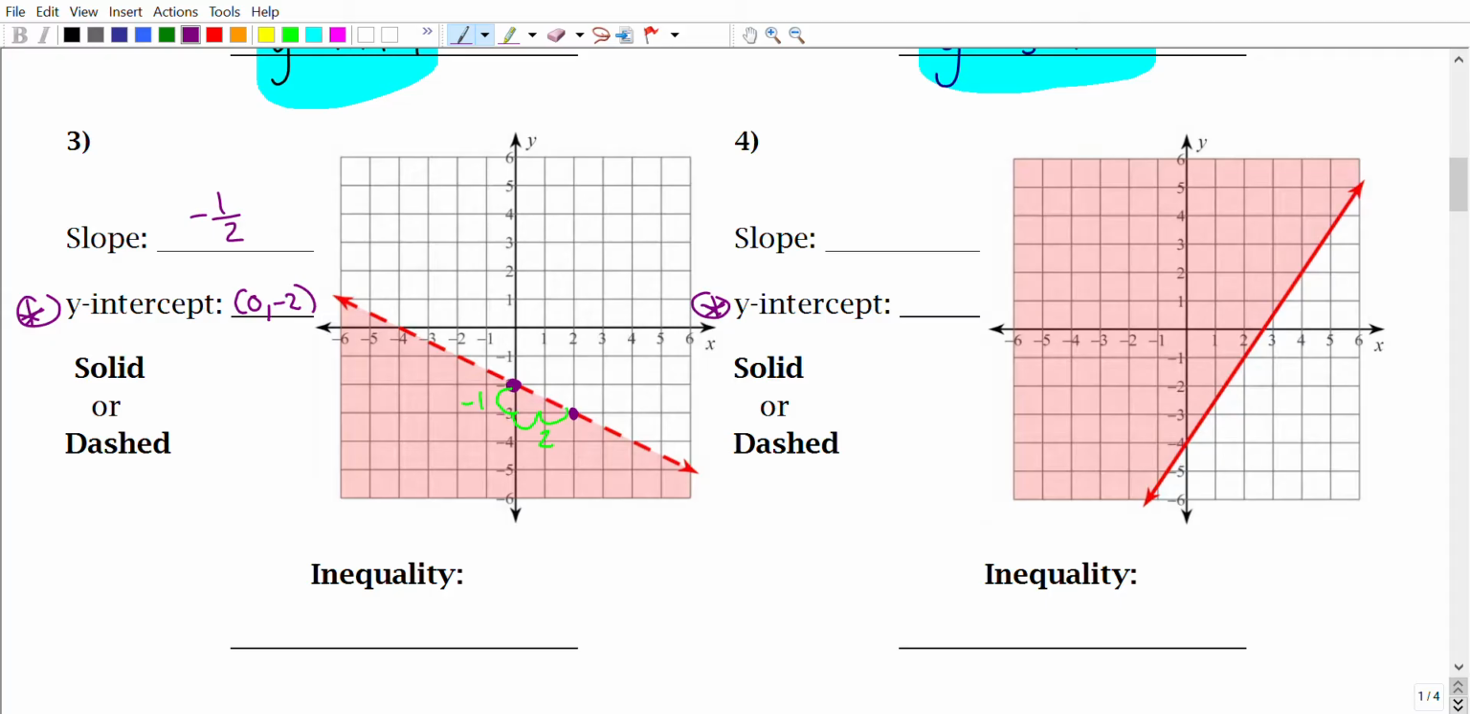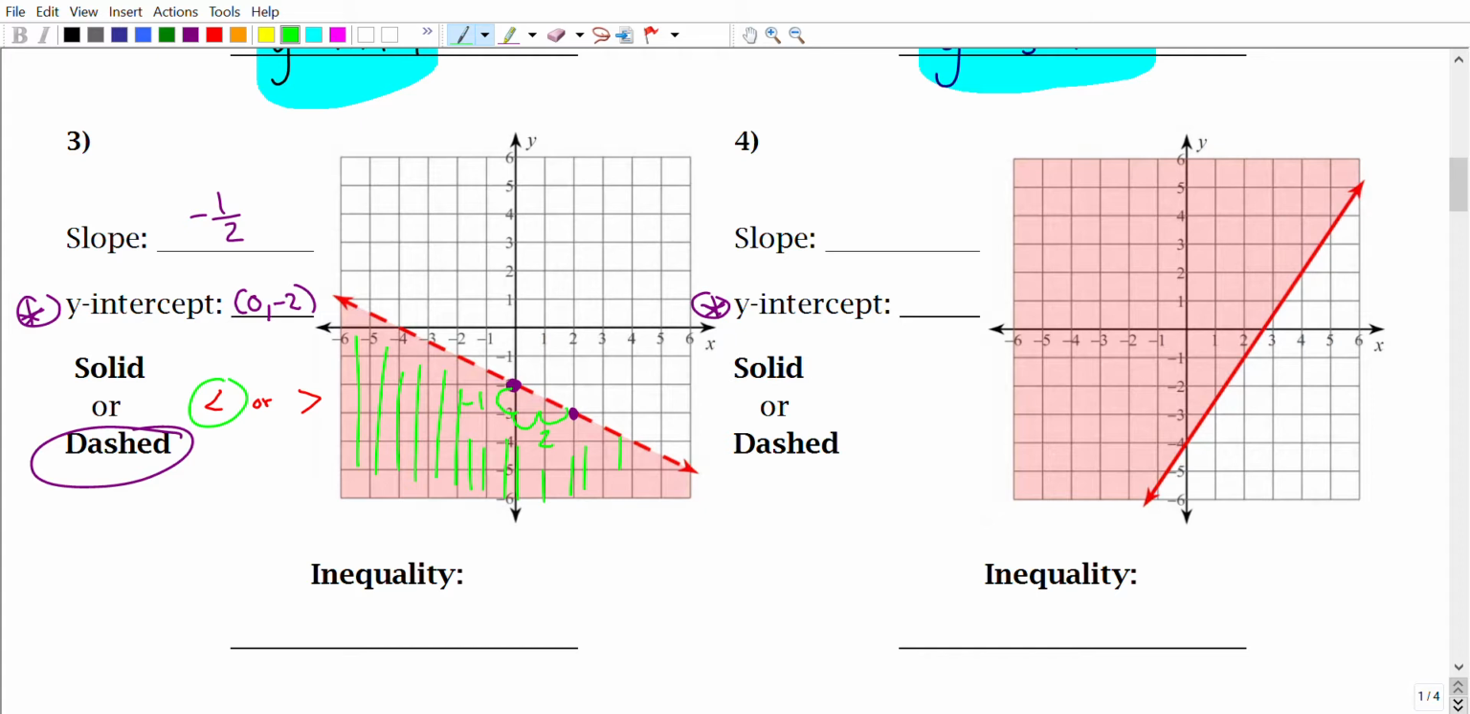Okay, I have a dashed line here, so I only have two choices for my inequality. It's going to be either less than or greater than. But now, once again, which way are we shading? We're shading everything below. And which one of these two symbols means below? That would be the less than symbol.